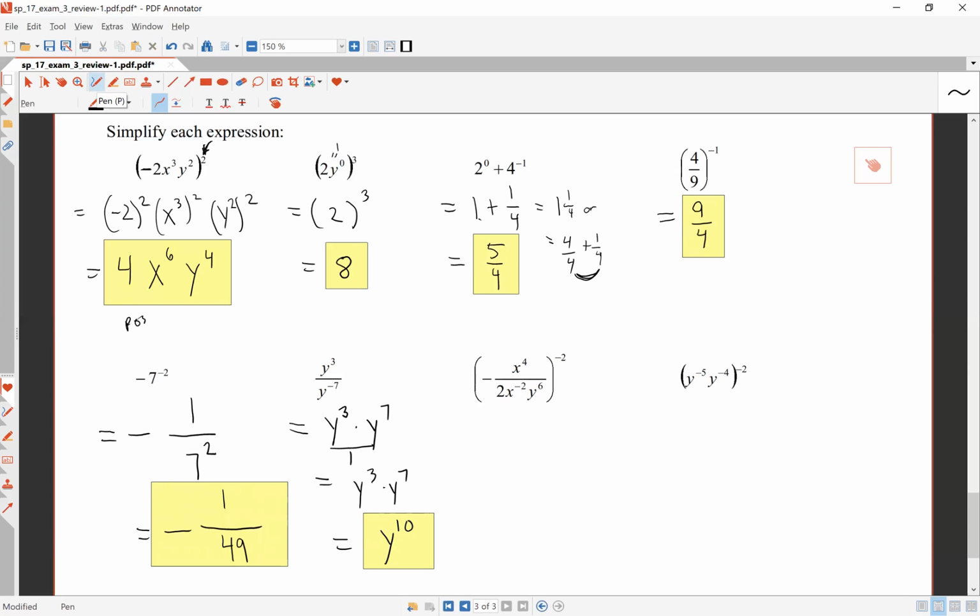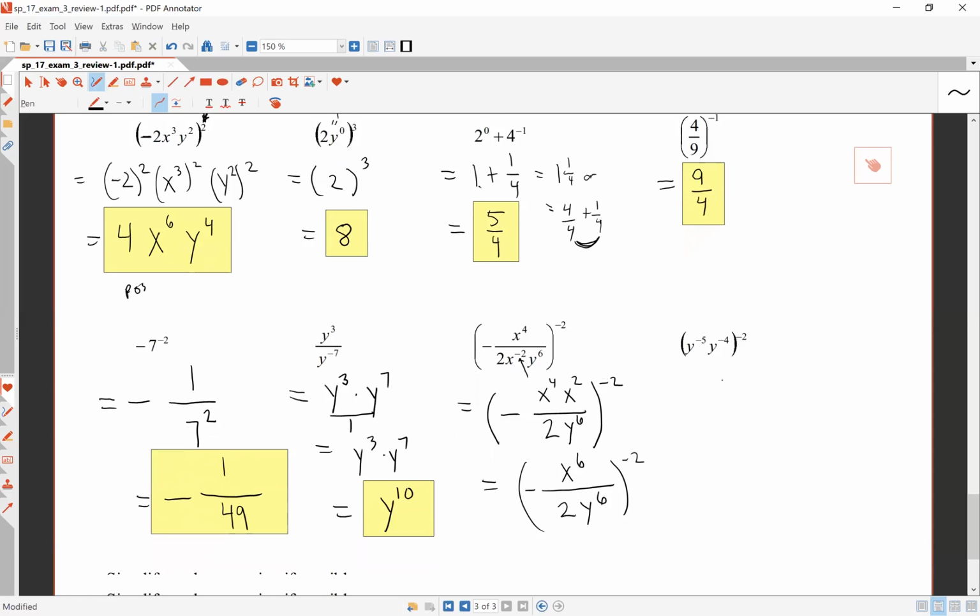In the next problem, we do something very similar, because these negative exponents move top to bottom or bottom to top, and just the exponents move. So I have x to the 4th, and that x squared goes to the top. 2y to the 6th. X to the 4th times x squared is x to the 6th. And I still have this 2y to the 6th in the denominator.